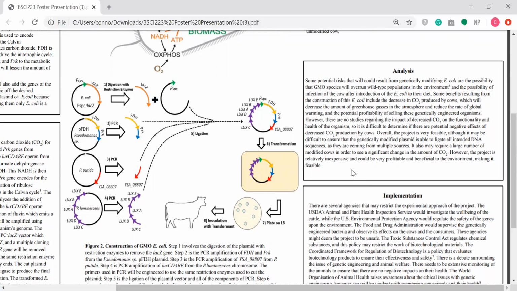But overall, the project is feasible other than any difficulties that might occur from attempting to ligate genes from different or multiple different plasmids together. But other than that, the project was likely to be inexpensive and profitable. And it might require a large number of these modified cows to see a significant difference in carbon dioxide levels in the atmosphere.